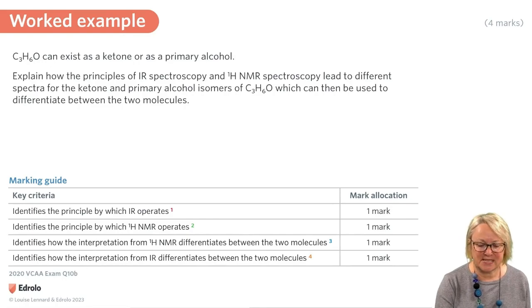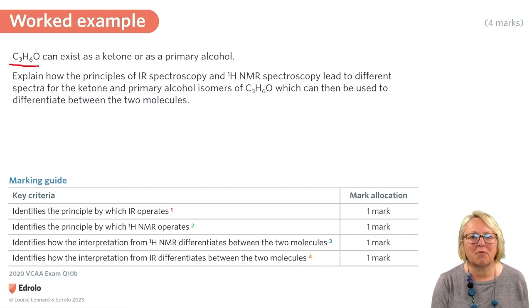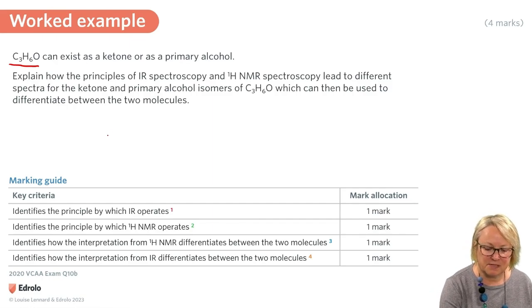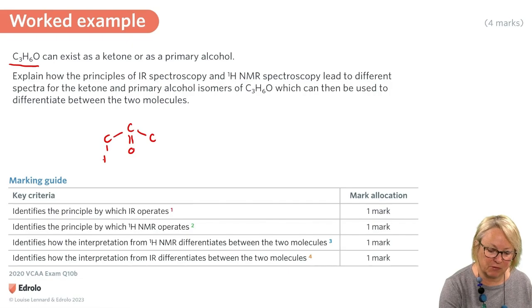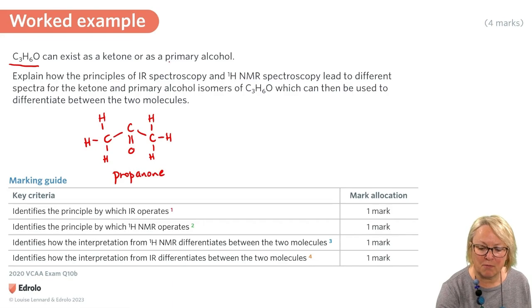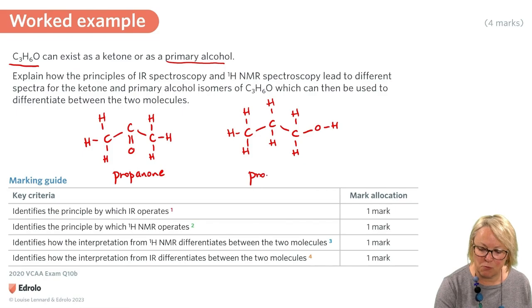Okay, let's look at an example. So we're told that C3H6O can exist as a ketone or a primary alcohol. Let's sketch the molecules so we know what we're talking about. So if we've got a 3-carbon ketone, we've got a carbonyl group that's not on a terminal carbon, well, that would be an aldehicle if on the terminal carbon. So here we have propanone and primary alcohol. So if we have a 3-carbon chain with a hydroxyl group on a terminal carbon, here we could have propan-1-ol.